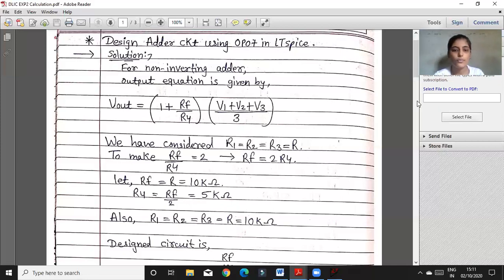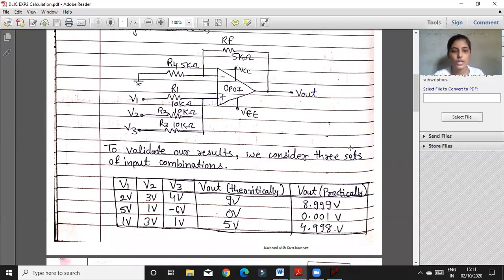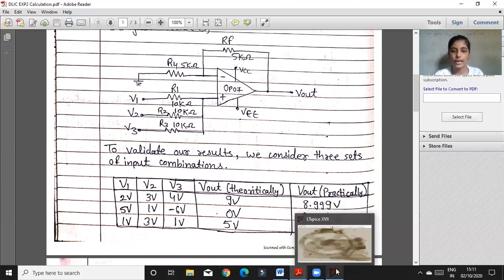So I got the resistor values where I designed the circuit here, where R1, R2 and R3 are 10 kilo ohms, and my RF is also 10 kilo ohms, and R4 is 5 kilo ohms. And to validate the result, I considered three sets of input combinations, which are V1, V2 and V3. So I considered some voltages. So this is my theoretical calculation, and now I'm showing the practical circuit of the adder.